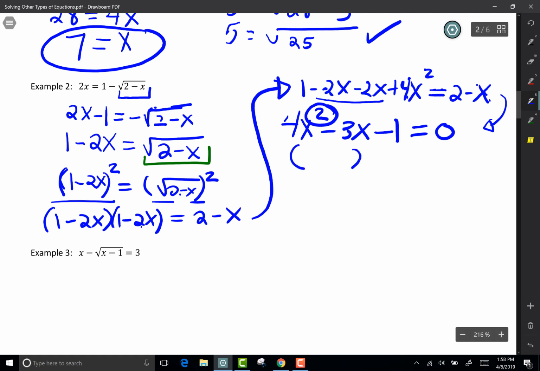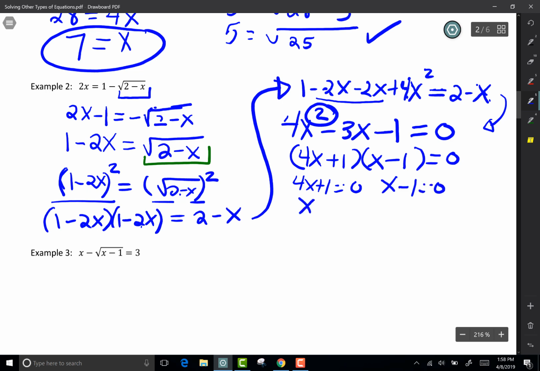So when I factor this, I'm going to get 4x and x. That gives me the 4x squared. And then I'm going to get a minus 1 and a plus 1. Then I'm going to set each of those factors equal to 0. And that gives me x is minus a fourth and x is 1.